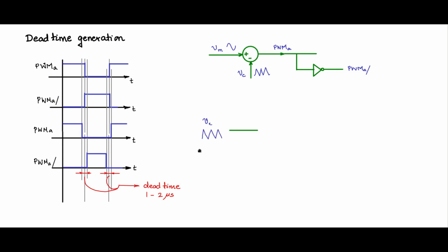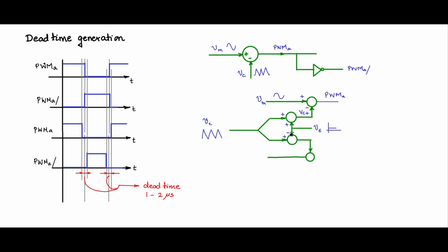So let us first have this carrier. Now this carrier is translated. Let me have this V epsilon, a very small DC voltage, which is added to and subtracted from this carrier. So this is VC plus, where a small epsilon DC bias is added to the carrier, and VM is now compared with VC plus, and that will generate PWMA.